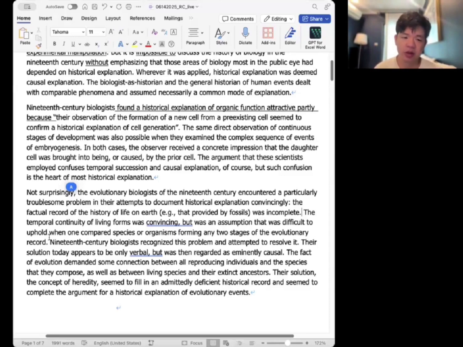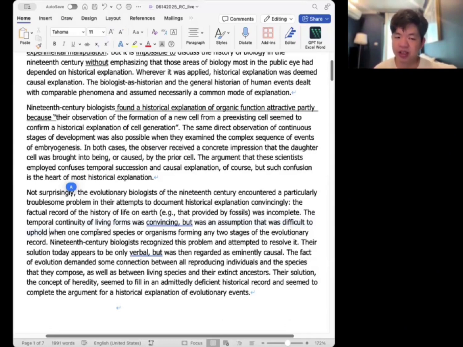All right, you can understand the first part, right? The first half of the sentence is clear. It's saying that for organisms, if you want to find continuity in the evolutionary lineage, it needs to appear convincing, right? Convincing here means persuasive. But it was an assumption that was difficult to uphold. Why do we say that temporal continuity itself is a difficult assumption to maintain?